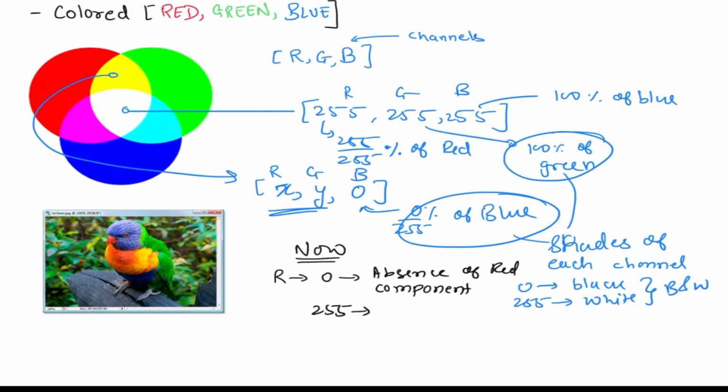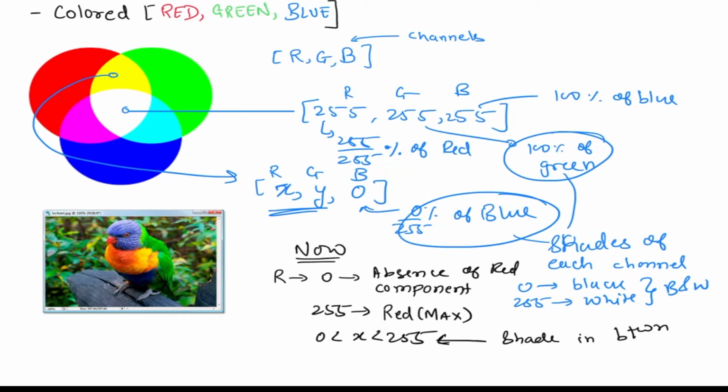R equal to 255 is the maximum intensity of that red component. So red is at its max, and any shade, any pixel intensity in between 0 to 255 is nothing but a faded version of that max red, some shade of that red.